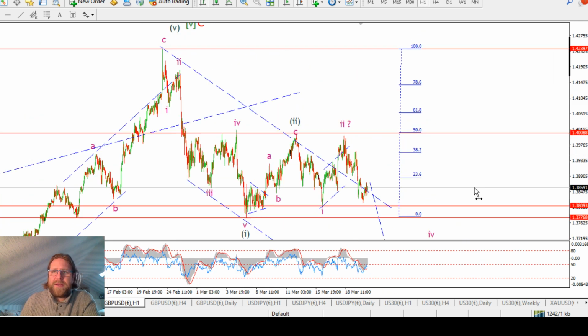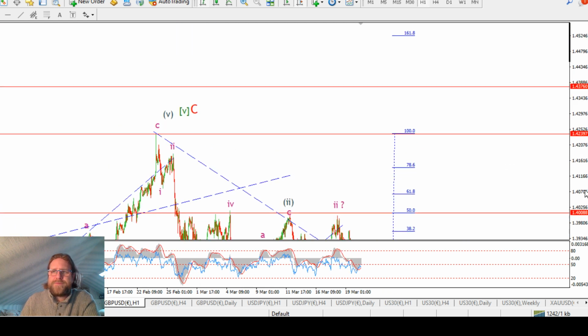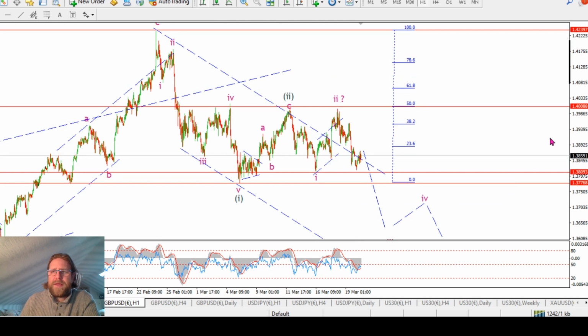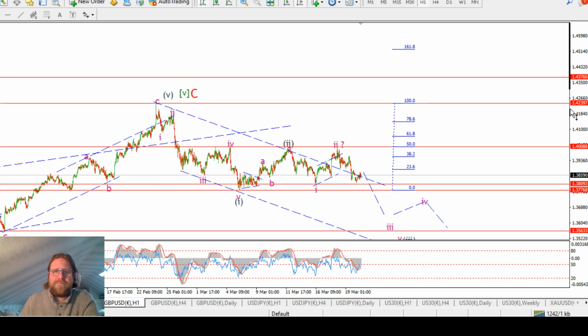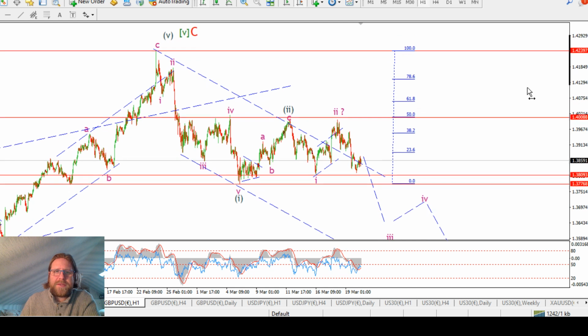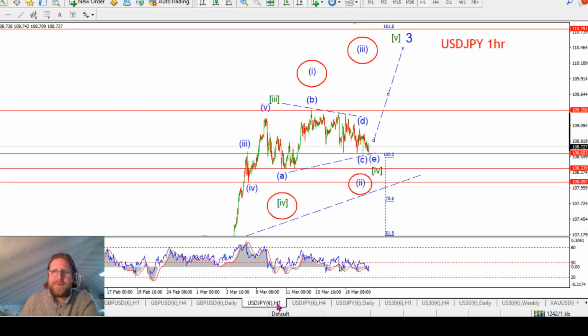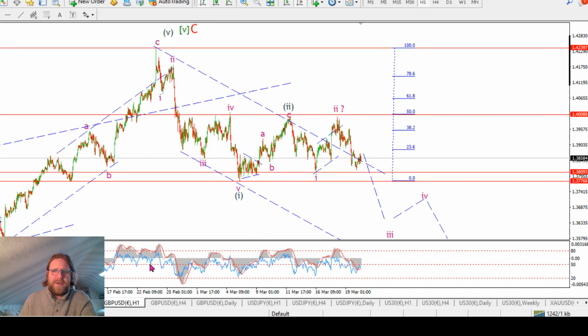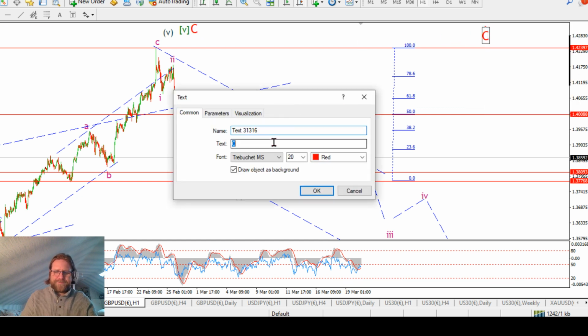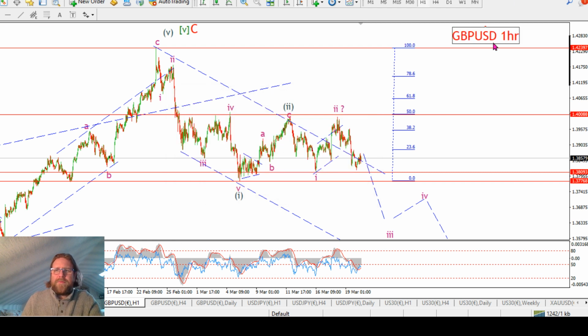Here is pound dollar, cable. I had labeled all these charts, and now the labels are gone. Oh yeah, the label's back there. I'll put a label on that one now. Okay. This is cable or pound dollar 1 hour.